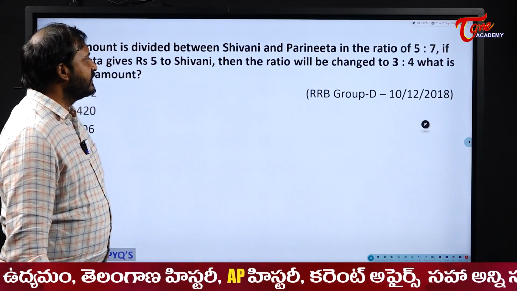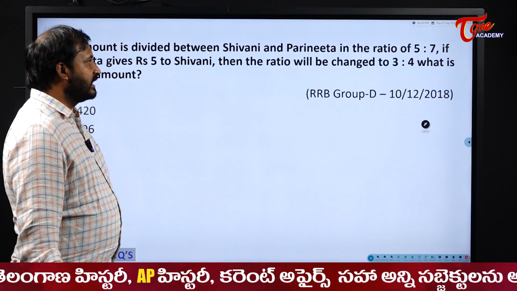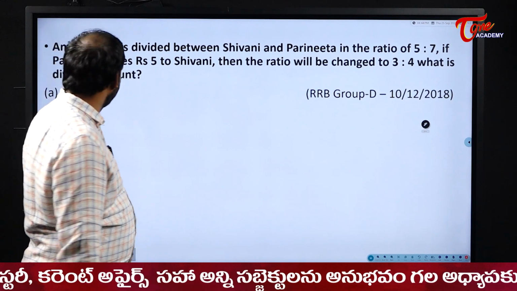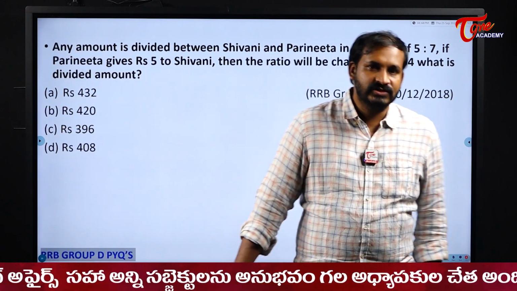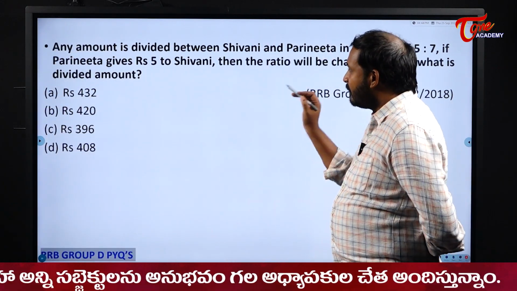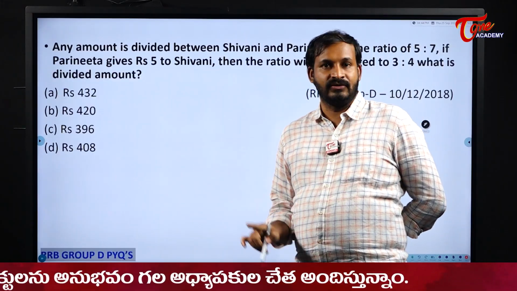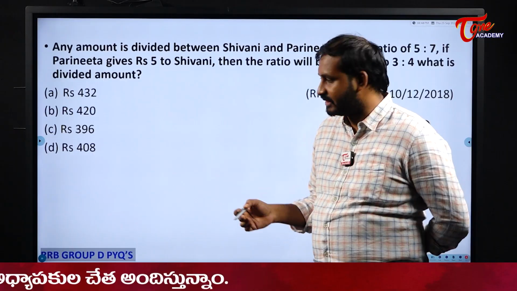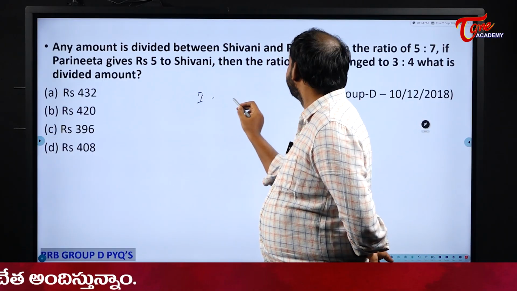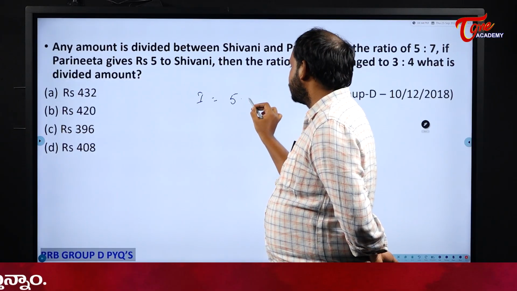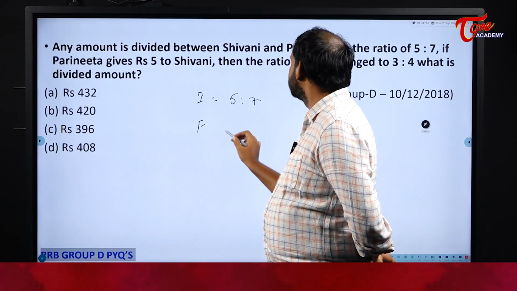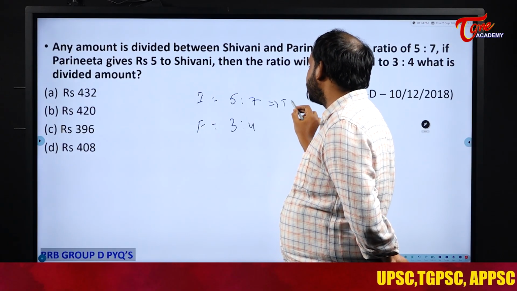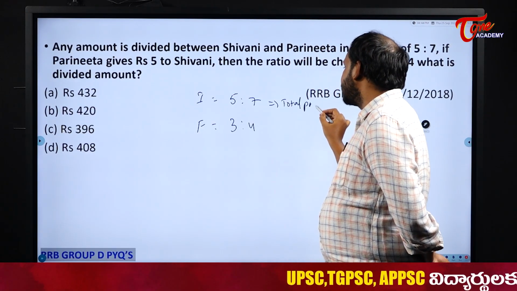An amount is divided between Shivani and Parinita in the ratio of 5 is to 7. If Parinita gives 5 rupees to Shivani, then the ratio will become 3 is to 4. What is the difference? Okay. Now see, as usual, the amount is shuffling internally only. They are not giving outside or taking any additional thing from the outside. So what is the initial ratio? 5 is to 7. What is the final ratio? 3 is to 4. What are the total parts here? So I should equal the total parts. Total parts here are how many in number?